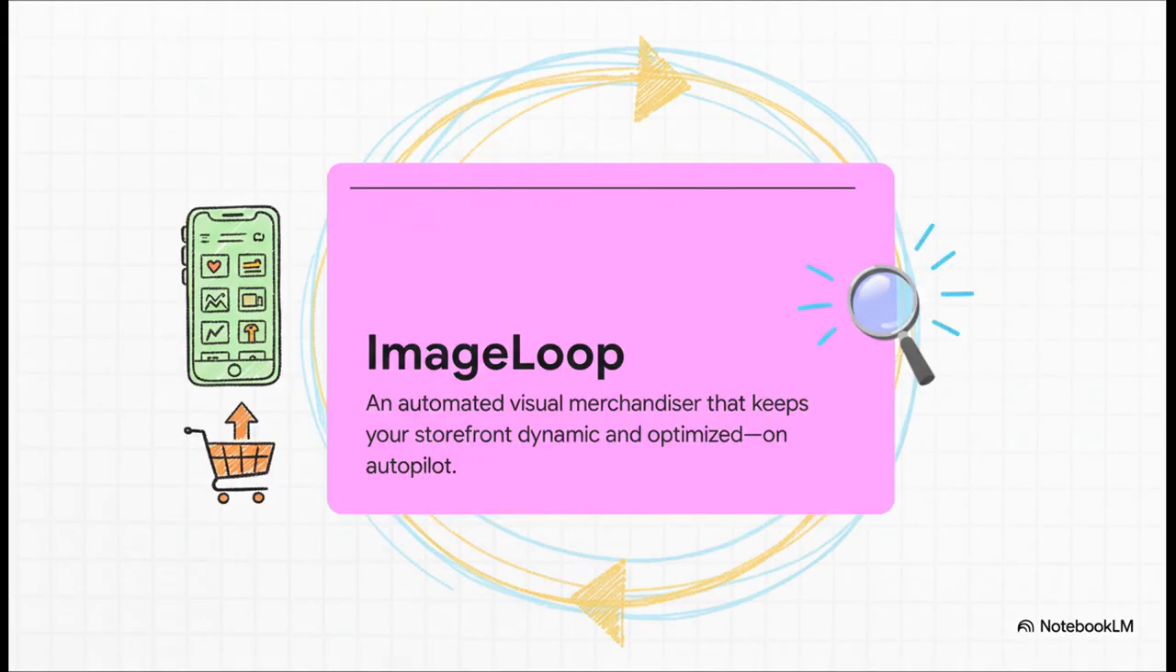Okay, so what do you do about it? Well, that's where this app, ImageLoop, comes in. The simplest way to think about it is like this. It's your own personal visual merchandiser working for you 24/7, automatically rotating your product cover images. It keeps your store looking dynamic and fresh, all on autopilot.